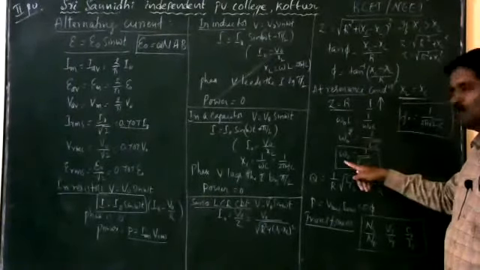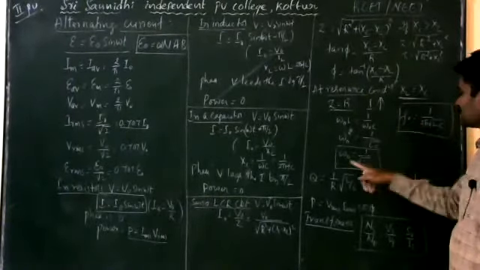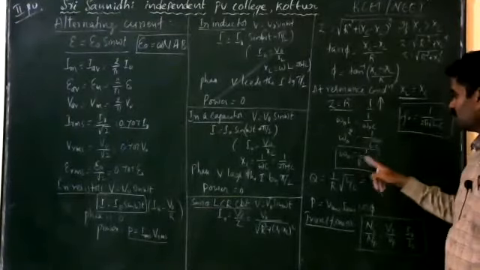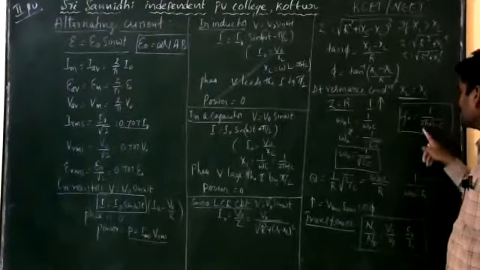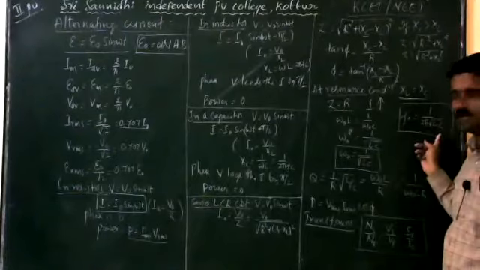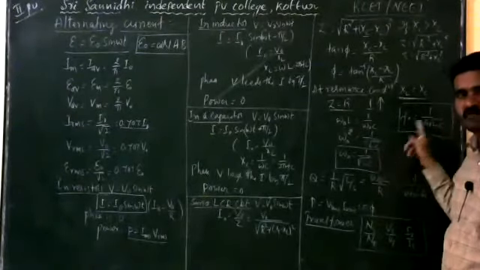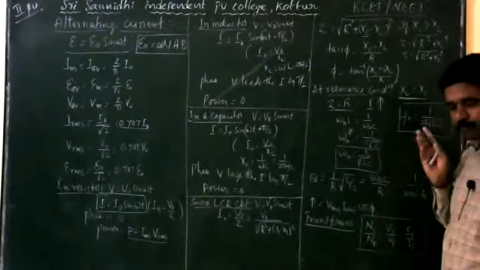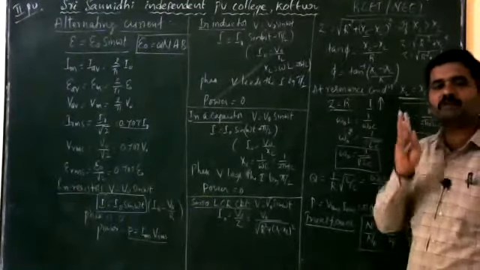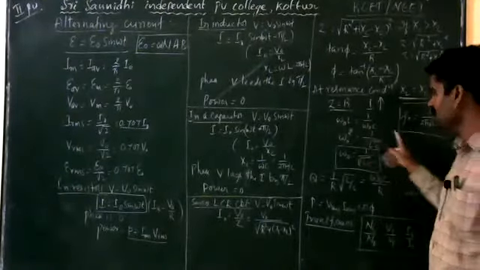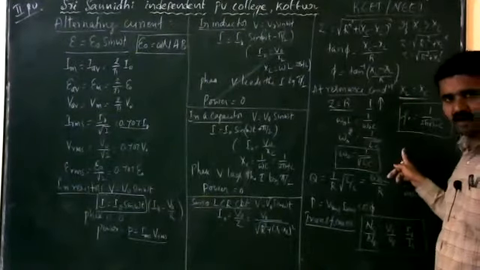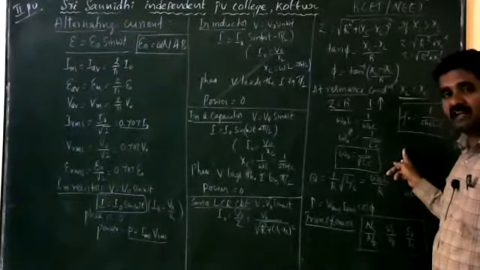So for the resonance frequency, the equations are: omega r is equal to 1 by root LC, and f is equal to 1 by 2 pi root LC. What do you mean by resonant frequency? At the particular frequency where the current is maximum, that is the resonant frequency. And also the quality factor.